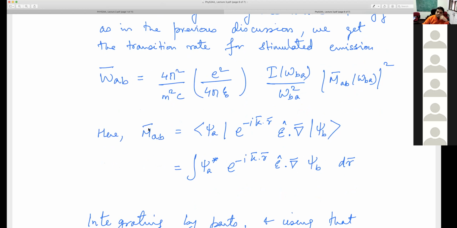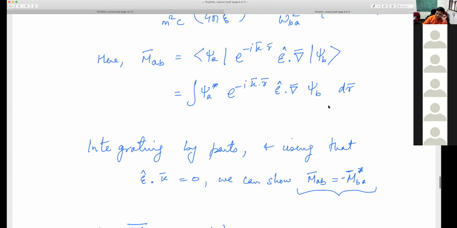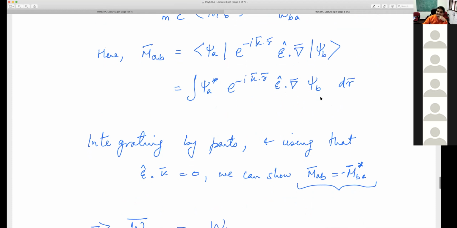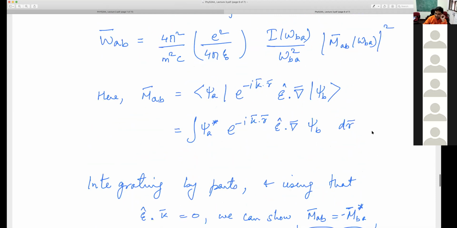Now a small exercise. This M_AB, you can do integration by parts, etc., so that you act with del on ψ_A and not on ψ_B, and use the fact that ξ·k, so the polarization of light and the propagation of light, are always orthogonal to each other. You can show that this M_AB is equal to minus of M_BA whole star, basically. So their mod squares are identical. I'll leave this as an exercise for you to show.